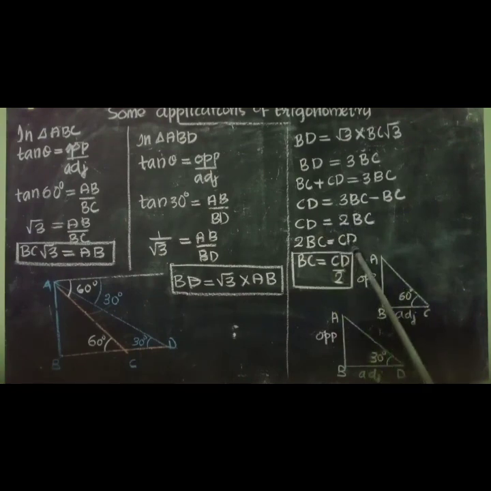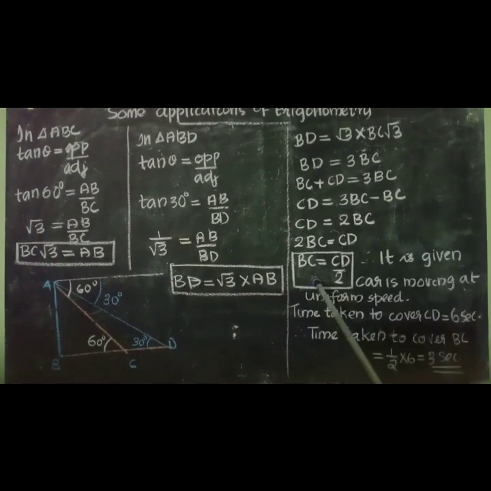Let us change the sides. We get 2BC equal to CD. That is BC equal to CD by 2. So we proved the length of BC is half of length of CD.